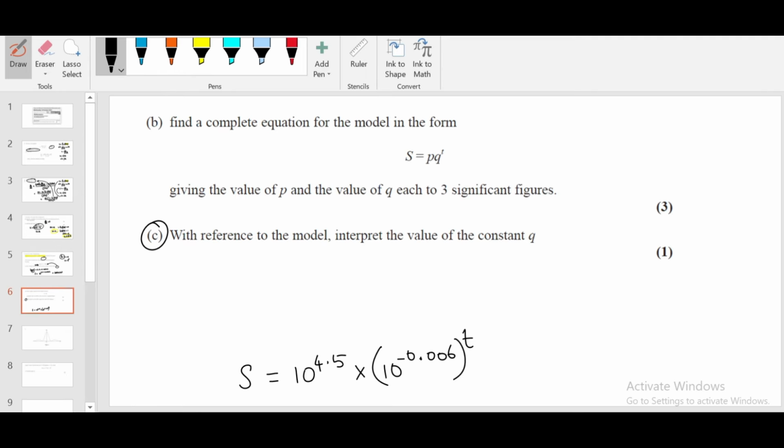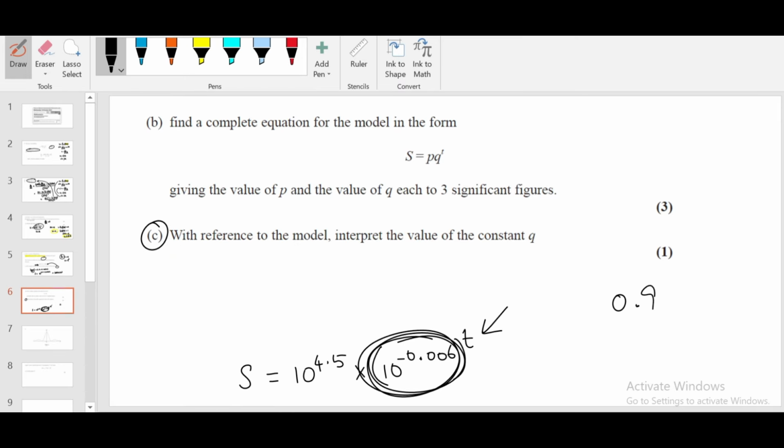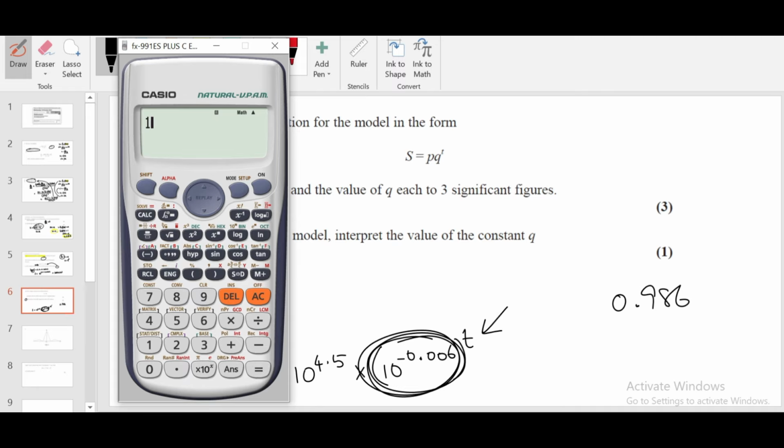Part C now. With reference to the model, interpret the value of the constant q. This is q actually. So what's happening when t takes 1, 2, 3, etc.? We need to check actually. In the previous part we got the value already, 0.986, which is 10 to the power negative 0.006.